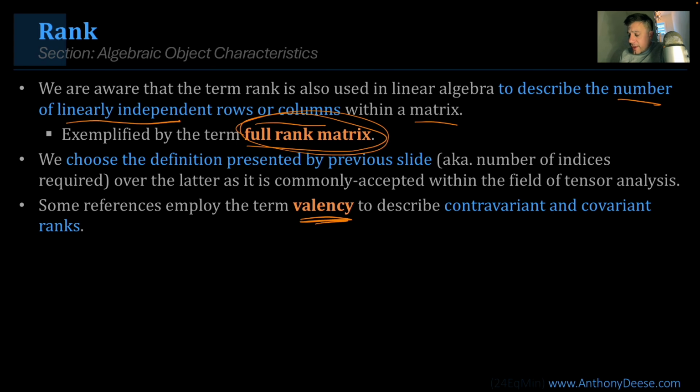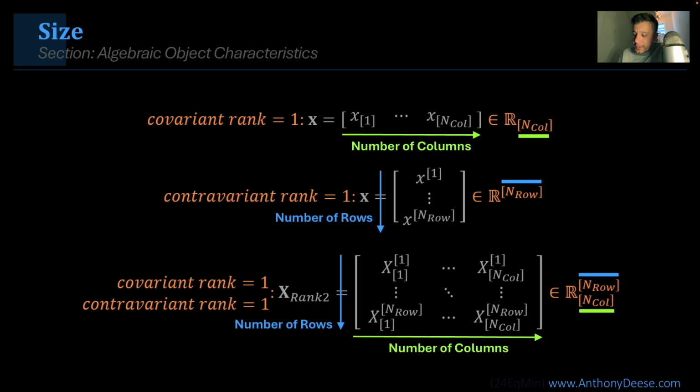I saw some references that employ the term valency to describe the contravariant and covariant ranks. I'm not familiar with that. It seemed to be an alternative term, but I'm going to stay away from terms where I don't understand the full context of what that means. If you do, please throw something in the comments.